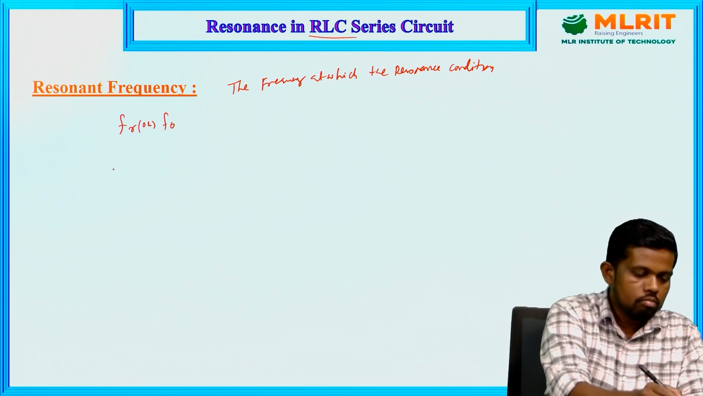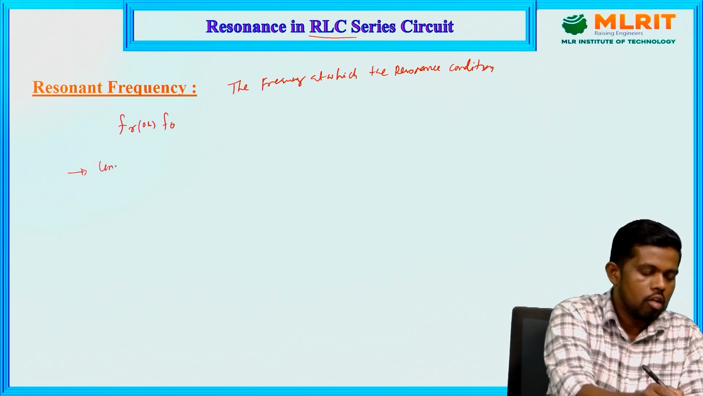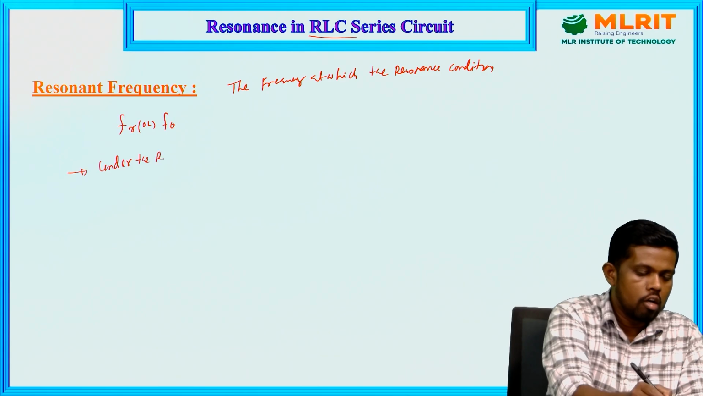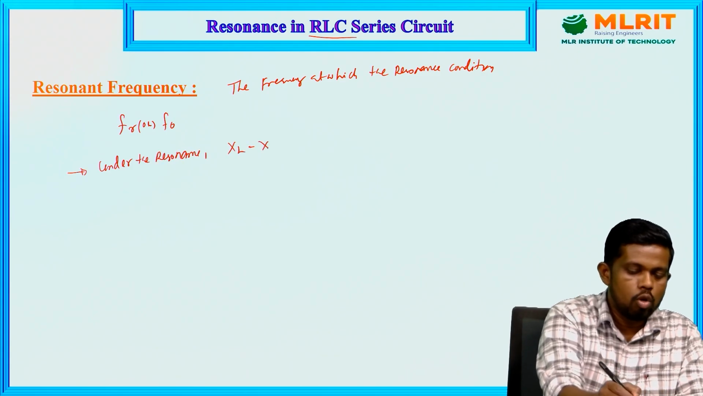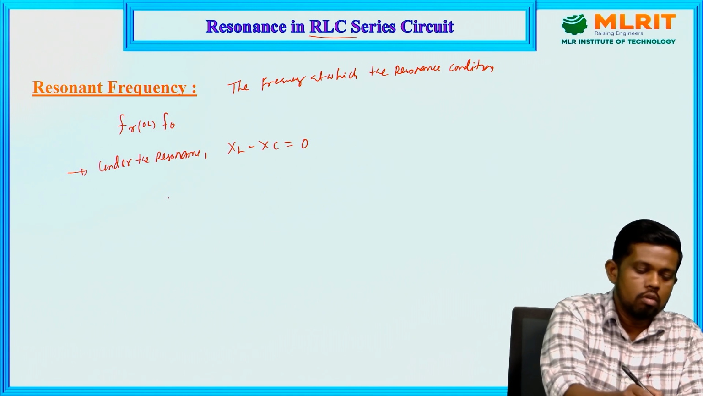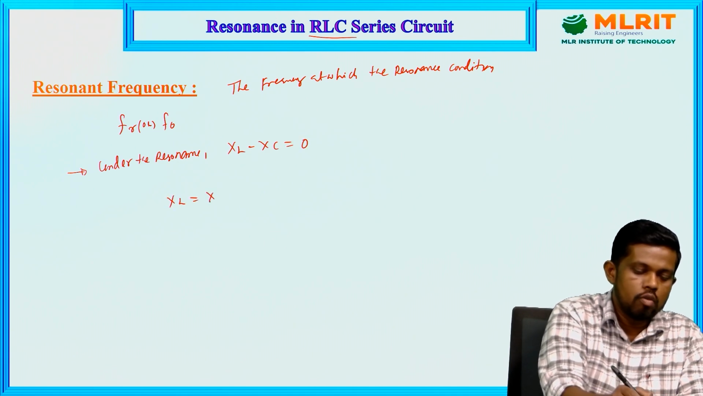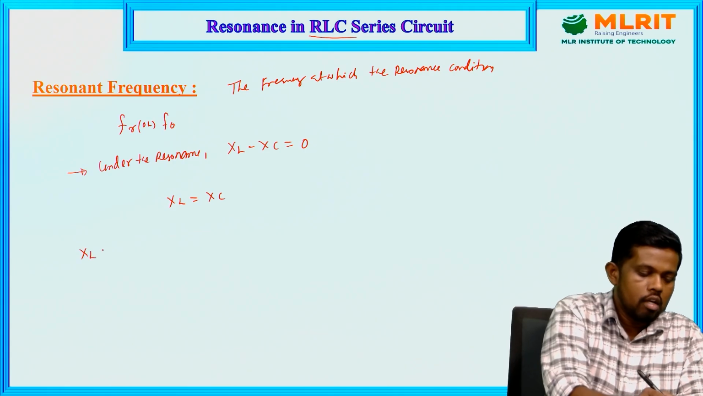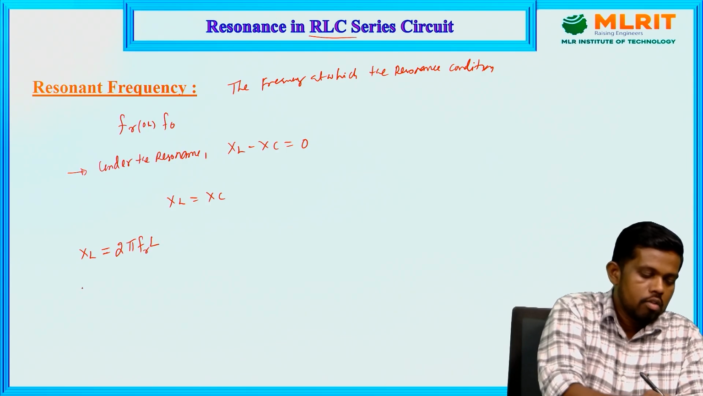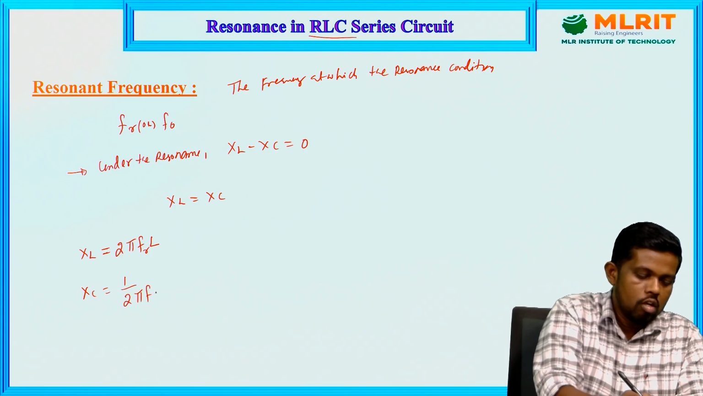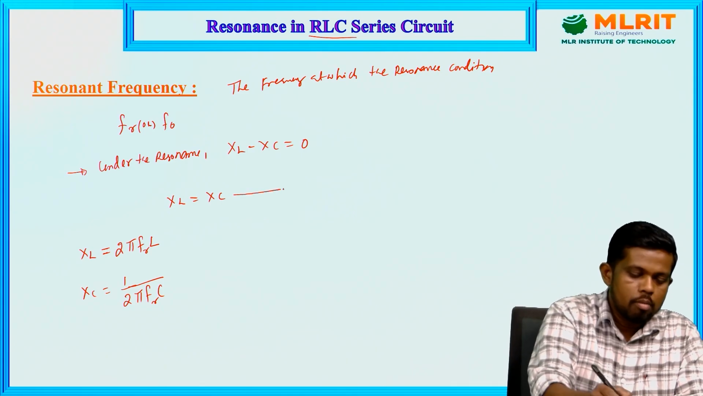Under the resonance condition, the net reactance should be equal to 0. That means XL minus XC equals 0, then XL equals XC. We know that XL is the inductive reactance of the coil, that is 2 pi FL, and under resonance F becomes FR. Then XC is 1 by 2 pi FC, where F is again FR. This will be equation number 1.